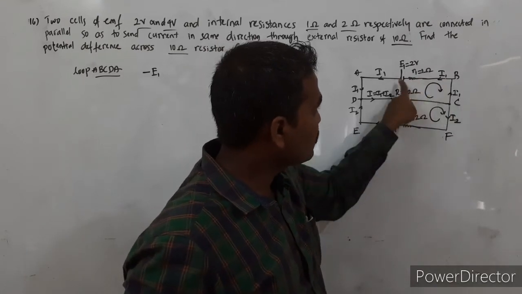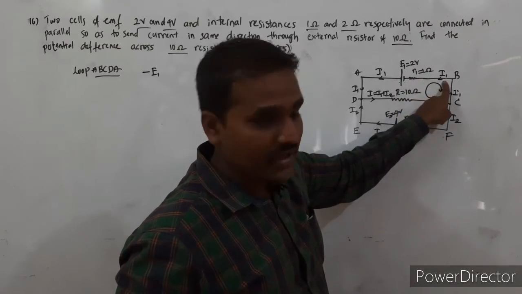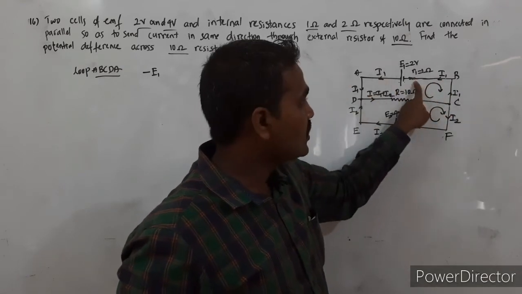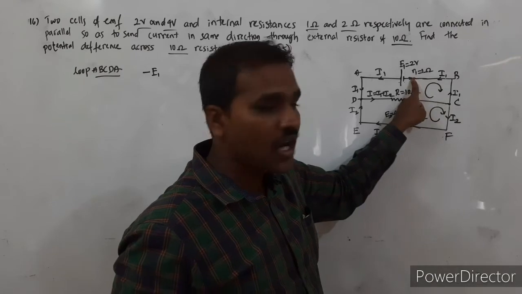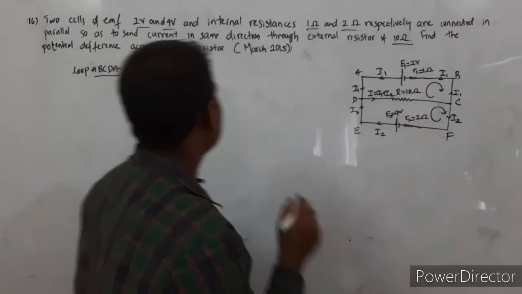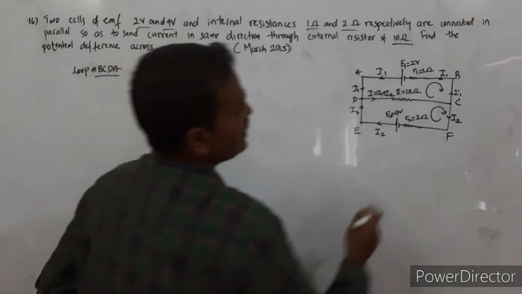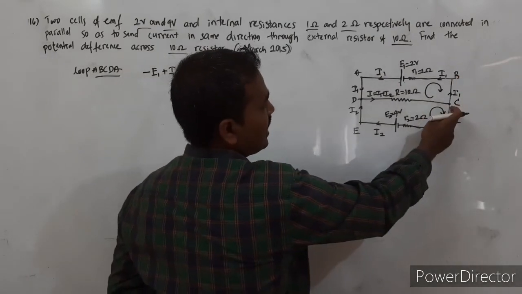There is current flowing through this resistor. That current is I1, but this I1 is coming in the opposite direction of our assumption, so the potential drop, that is I1 into R1, I take it as a plus. So I write it as plus I1 R1. Then B to C we don't have any component.